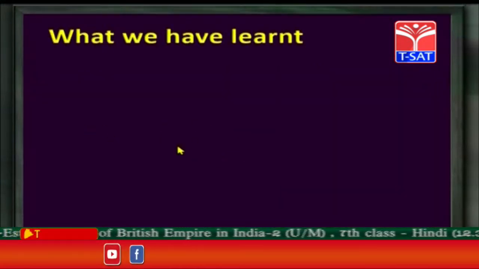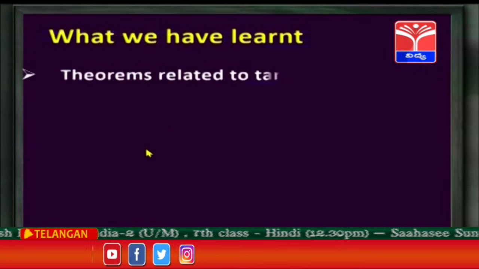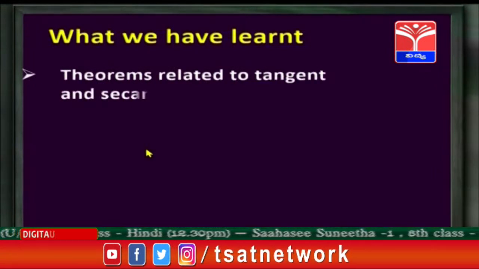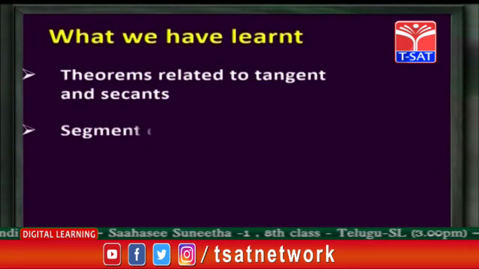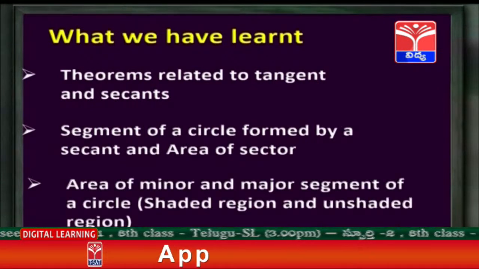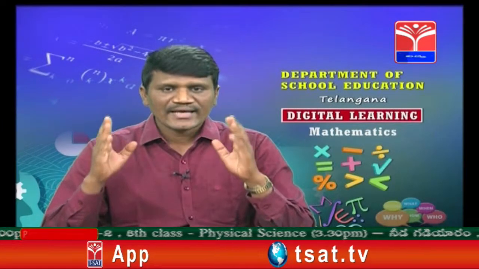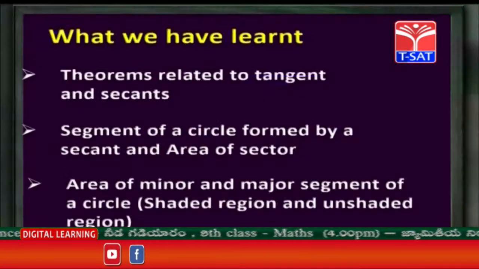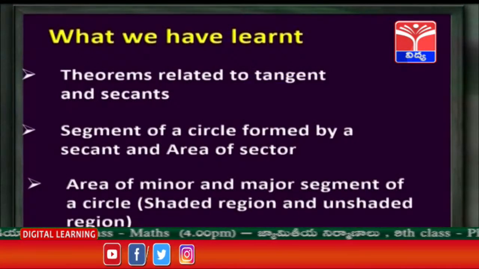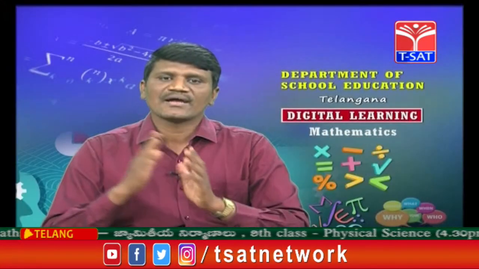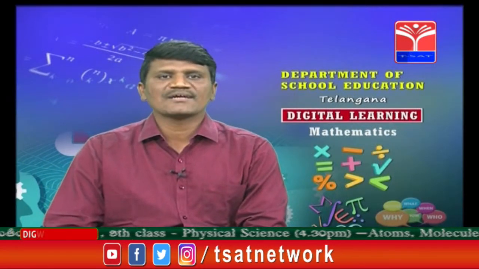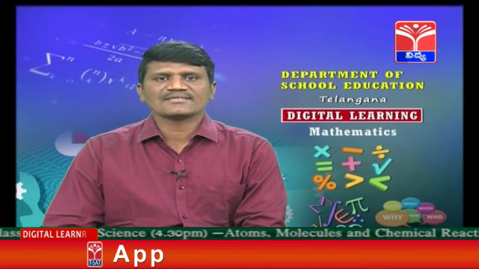So, what have we learned today, students? We have learned some theorems related to tangents and secants, and also the segment of a circle formed by a secant. We have learned the area of minor segment and major segment, the problems related to major segment and minor segment, and also the problems related to shaded region and unshaded region.